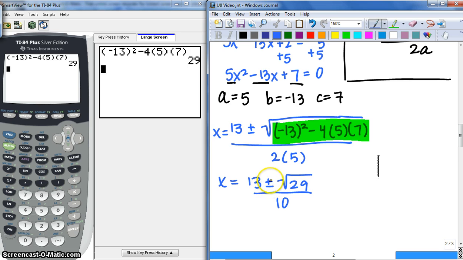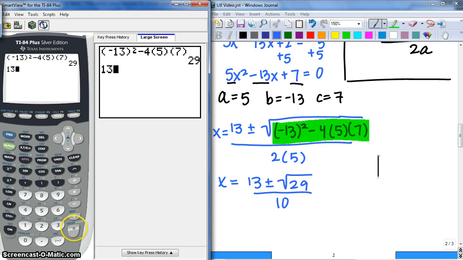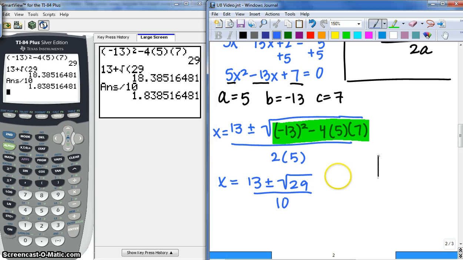You will have two solutions because you have a positive and a minus. So I'll do the positive first. 13 plus root 29. Enter, because that whole thing is being divided by 10. So my first solution is 1.84. Again, this 3 gets rounded up.